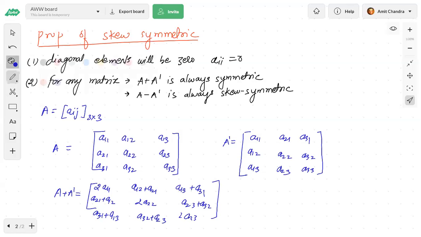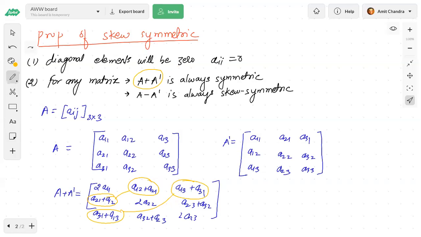Now if we see the elements closely, this element is exactly equal to this. A12 plus A21 is A21 plus A12, right? These two elements are the same, and these two elements are the same. So when you add any matrix and its transpose, you will always get a symmetric matrix.